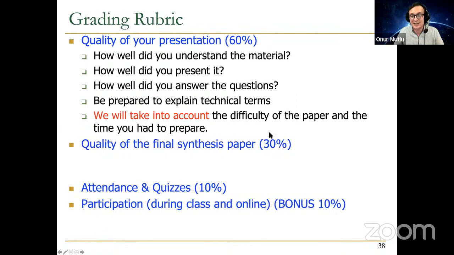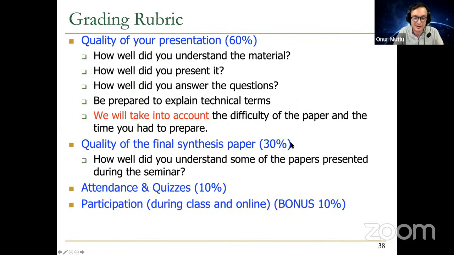Quality of the final synthesis paper is also important. That's a good chunk of your grade. And this is the written form. You can find it out online. There's attendance and quizzes, 10% of the grade. And there's an additional participation, which is important because it gives you bonus points. Basically, it'll make up for any losses that you may have over here.